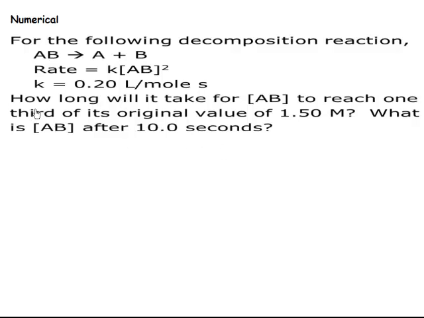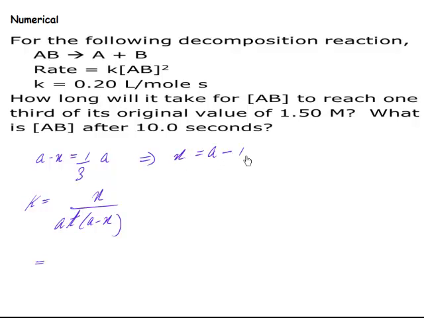So in the first part of the question, they are asking us how long will it take for AB to reach 1/3 of its original value. So that means A minus X is 1/3 of A. The integrated rate law expression for a second order reaction can be written as K is equal to X upon AT into A minus X. Now from here, if A minus X is 1/3 of A, then X is equal to A minus 1/3 of A, which is 2/3 of A. So therefore X is 2/3 of A and A minus X is 1/3 of A.